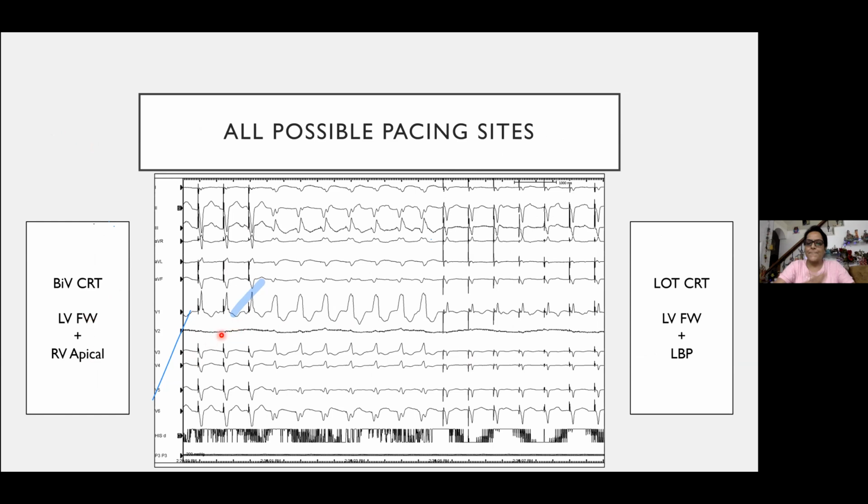You can see that you don't like this QRS. This is definitely broader. The QRS duration was around 160 milliseconds. It's not narrow, and it doesn't look good. This is a pure LV pacing, and this is a combined LOT CRT, which is dedicated left bundle capture with a left free wall capture.